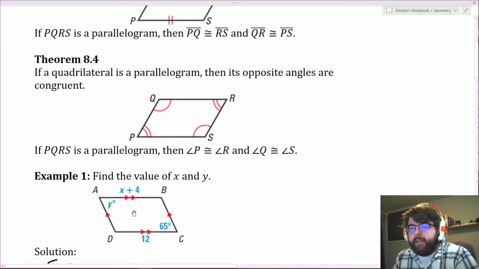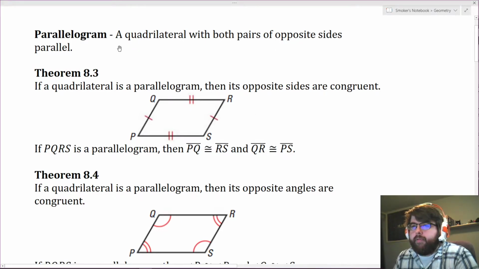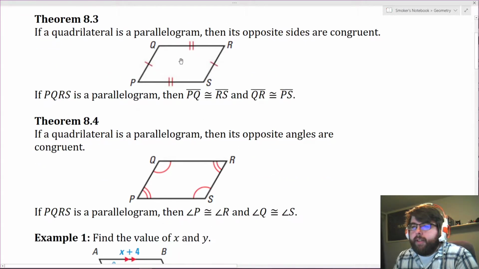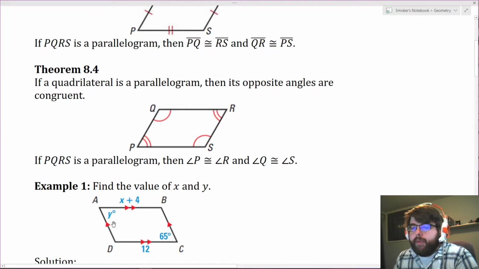They're letting us know this is a parallelogram by these arrows. These opposite sides are parallel. That's the definition of a parallelogram: opposite sides are parallel. That also means that opposite sides are equal and opposite angles are equal. So we can just solve this by setting these equal to each other.